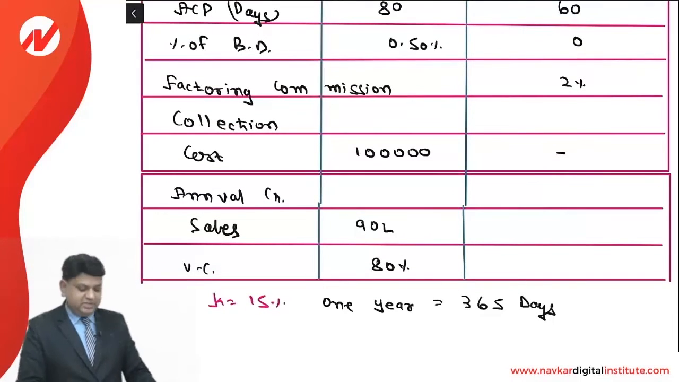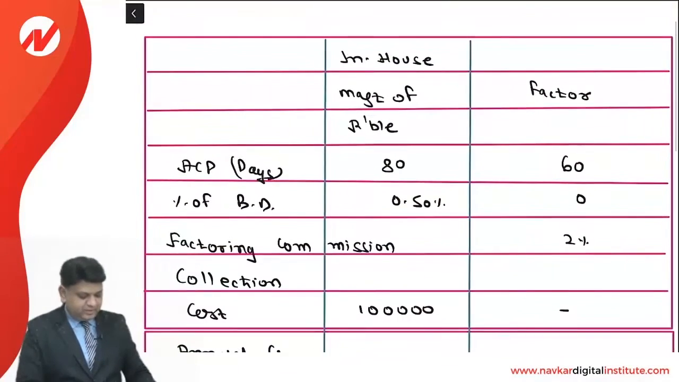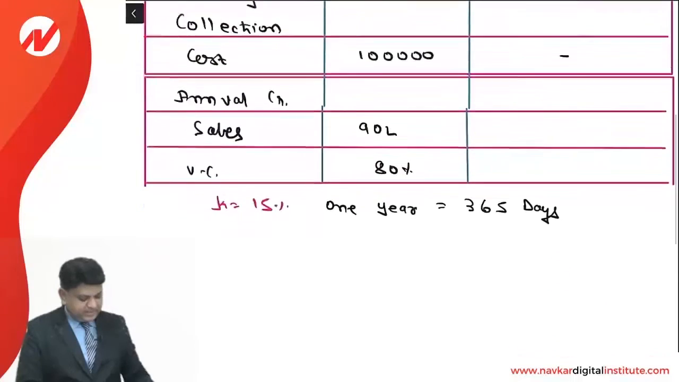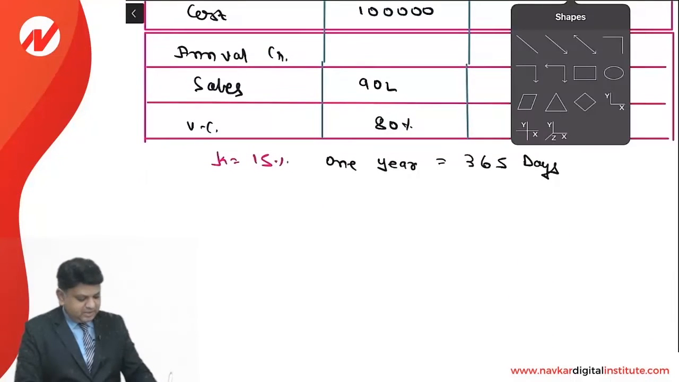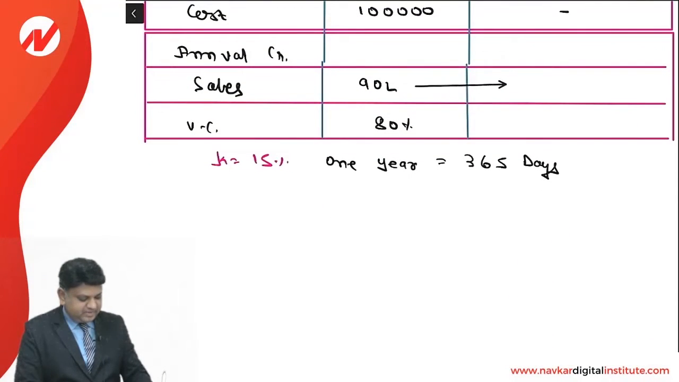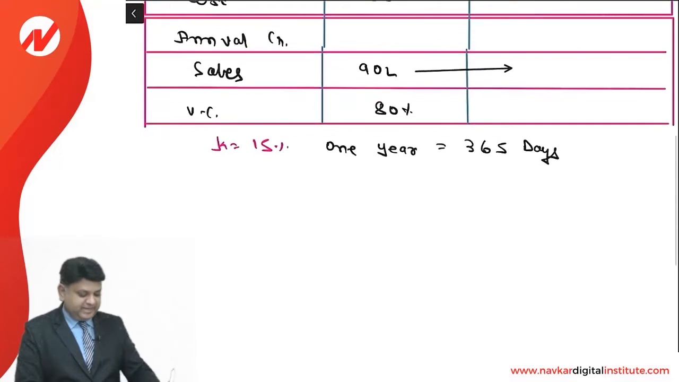Dear students, from this information we are required to decide whether to appoint the factor or not. In absence of information, we assume that the sales is going to remain the same, that is an amount of 90 lakhs. Variable cost is always going to remain the same in proportion to the revenue, that is 80%.